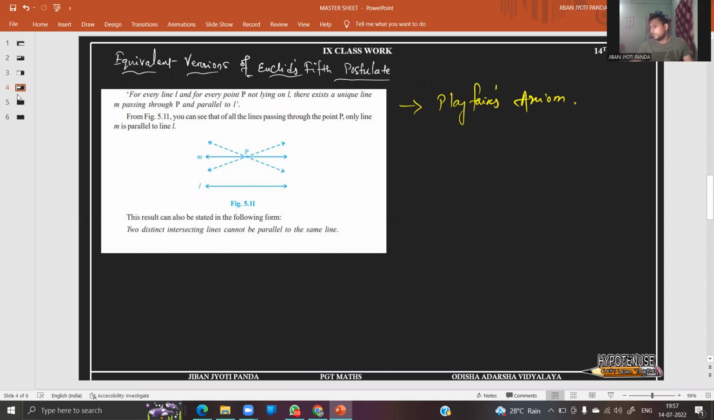Okay. The thing is that Playfair's axiom. I have already told you Euclid's fifth postulate was an important one. That's why many mathematicians have redefined it in their own way. One of them was Playfair, and Playfair's axiom is in our book, which we are going to discuss. Let us try to understand.